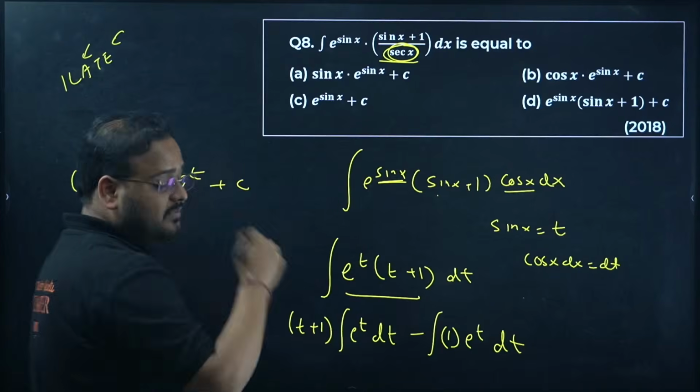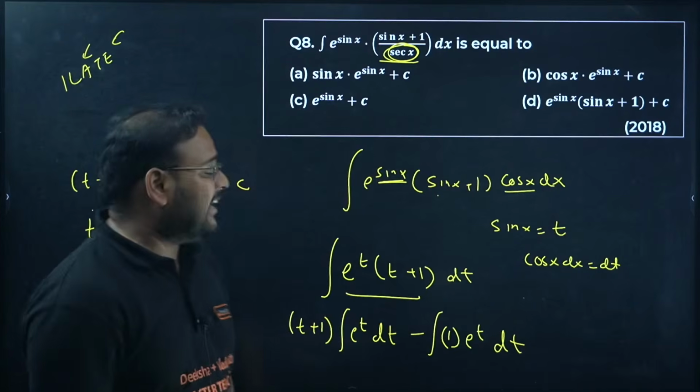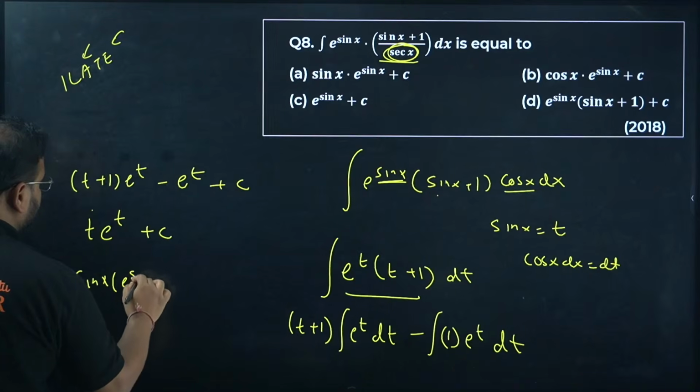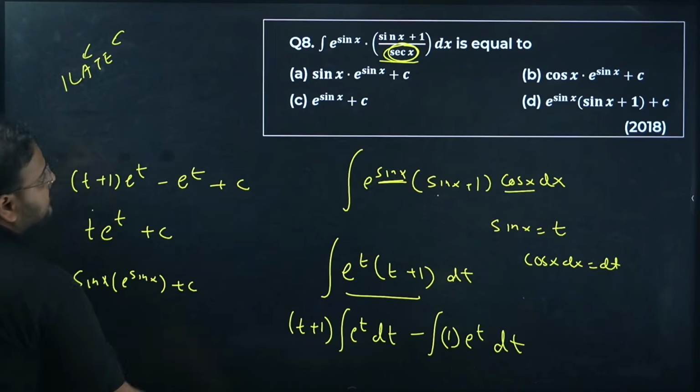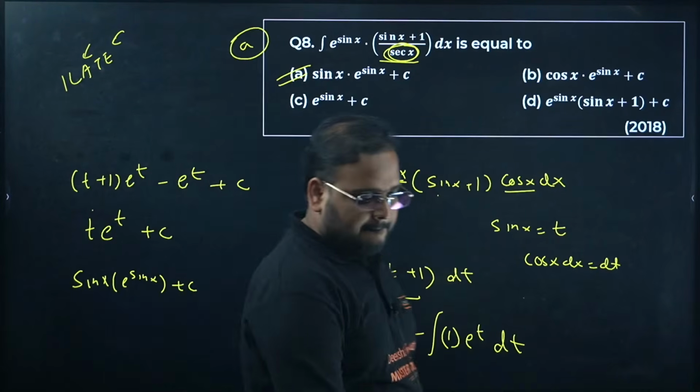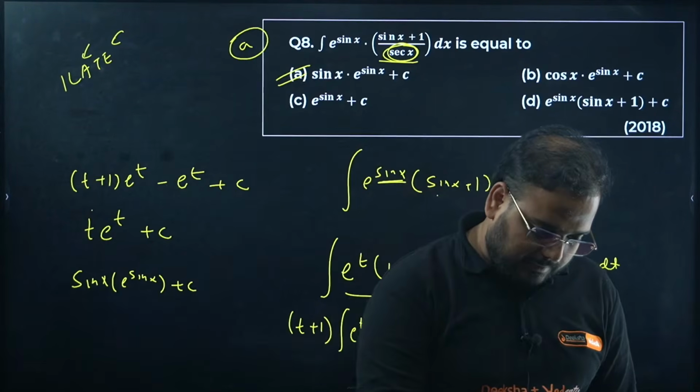Plus c is there because of the constant of integration. It is of the indefinite kind. Answer is what? Sin x e power sin x plus c. Option is A.